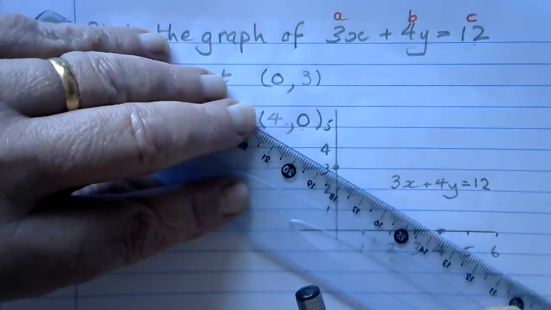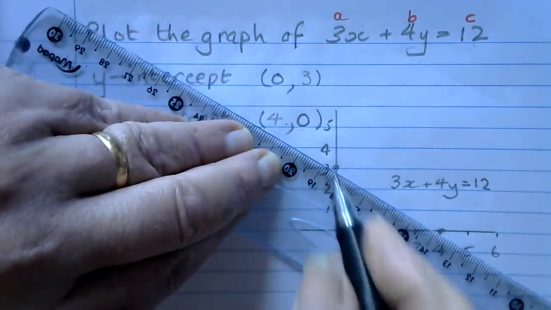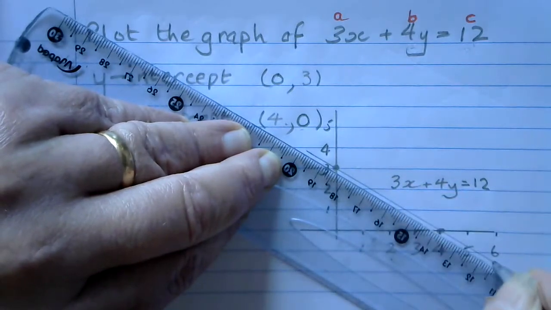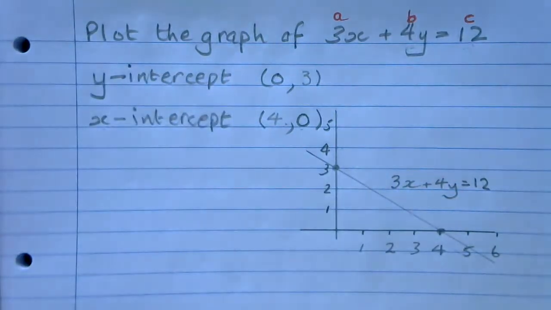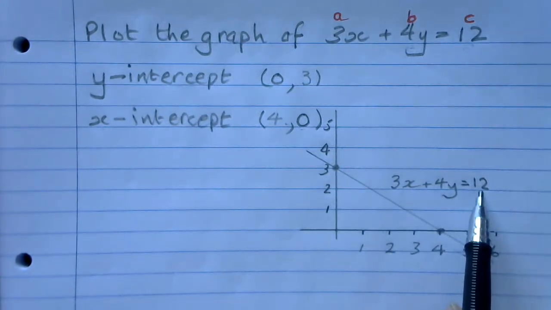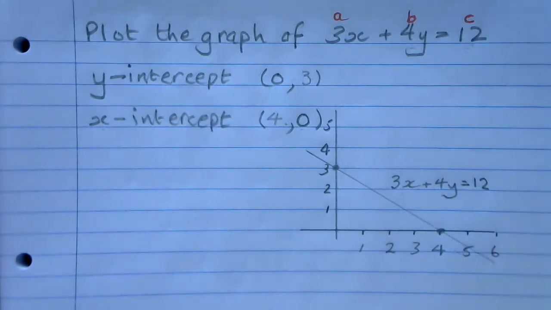Okay, it's not easy for me to do this accurately, but I hope it's okay for you. There we are, that's good enough. So there's my line, 3x plus 4y equals 12. Couldn't be easier, could it? So now let's just check.